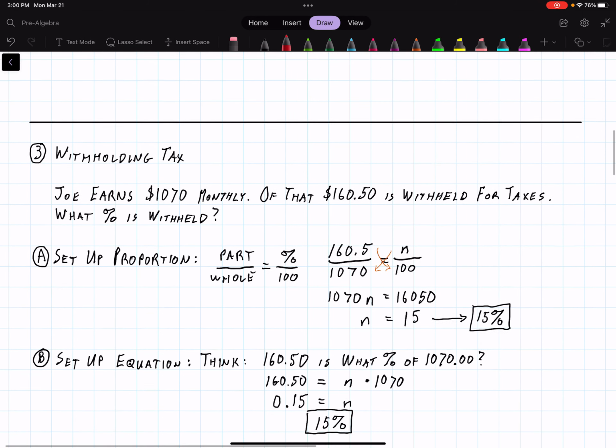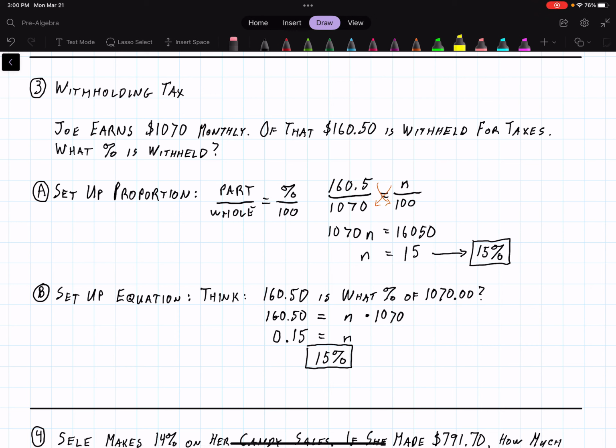All right. Now there's withholding tax. This is something that happens in your paycheck. When you get a paycheck, there's a certain amount of money that gets held out by the government so you can pay your taxes with it, okay? So at the end of the year. So let's say Joe earns $1,070 monthly. Of that, $160.50 is withheld for taxes. So what percent is being withheld?